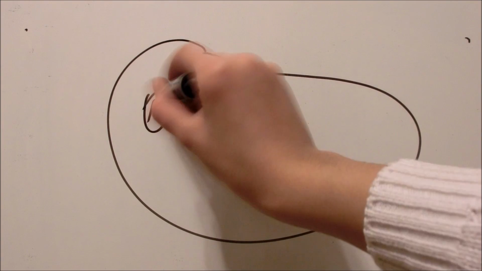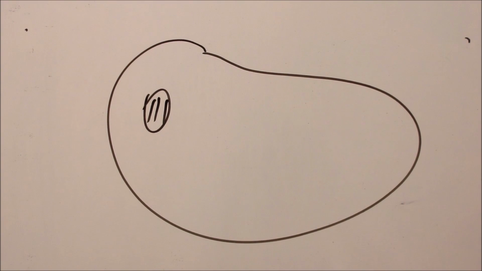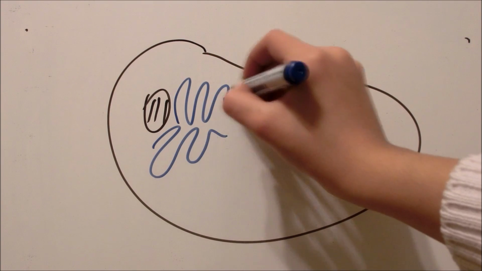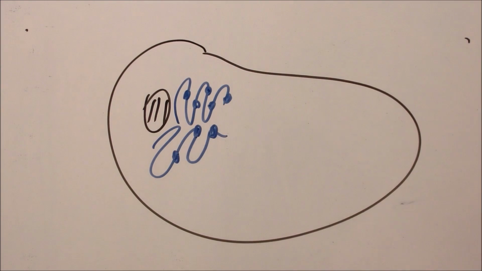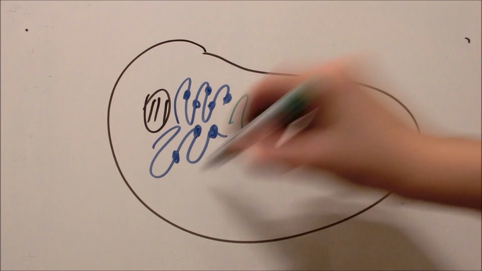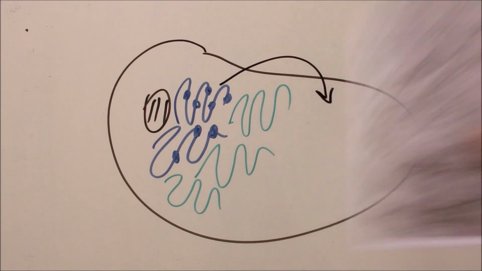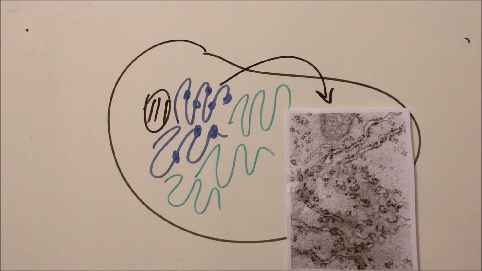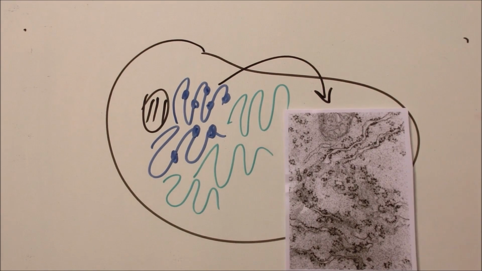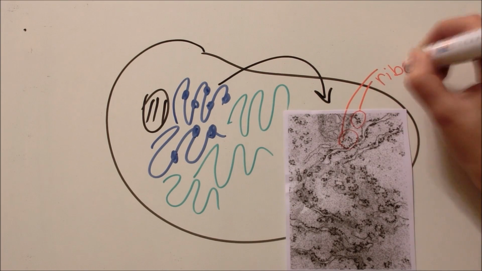And now let's summarize. So the rough and smooth endoplasmic reticulums are two separate organelles found in a cell. The rough ER is covered in ribosomes that produce proteins, while the smooth ER produces mostly lipids, steroids, and it can detoxify. The rough ER kind of looks like this, and those dots over there are its ribosomes that give it the actual rough appearance.